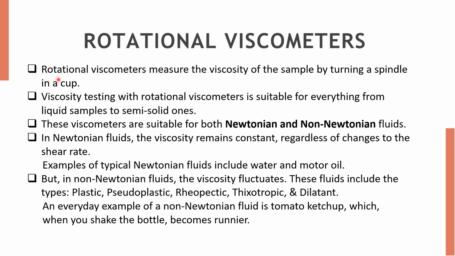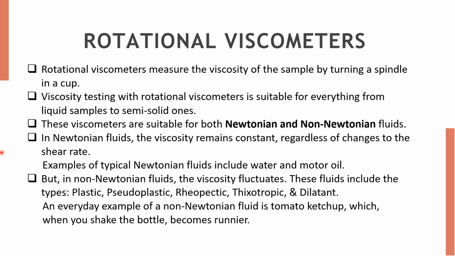So, in general, rotational viscometers measure the viscosity of the sample by turning a spindle in a cup. So here the spindle is the component which rotates in the cup. This is the component which distinguishes rotational viscometers from the other types of viscometers. Also, viscosity testing with rotational viscometers is suitable for everything from liquid samples to semi-solid ones. These viscometers are suitable for both Newtonian and non-Newtonian fluids.